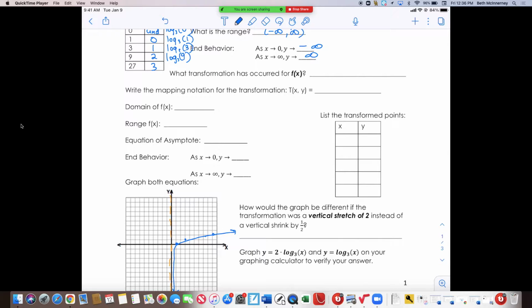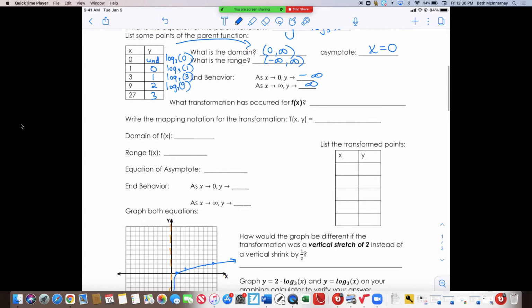So today, we're going to look at f of x is 1/2 times this logarithm. What transformation is that, from what we learned previously? Good job. That is a vertical shrink of 1/2. In mapping notation, vertical is your y. Vertical is up and down. So my mapping notation is (x, 1/2 y).